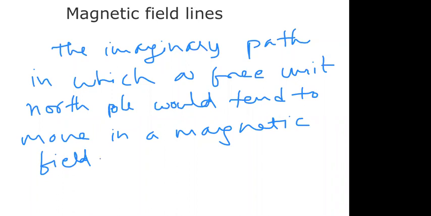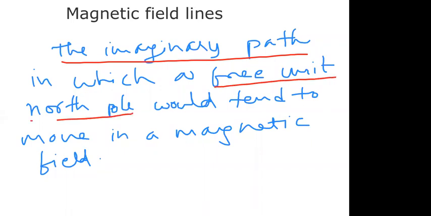So magnetic field lines are nothing but, as we told, an imaginary path in which a free unit north pole tends to move when placed in a magnetic field. In which direction is it moving when placed in the magnetic field? If you draw an imaginary path in that direction, that imaginary path is called magnetic field lines. To analyze that, I will take one example.